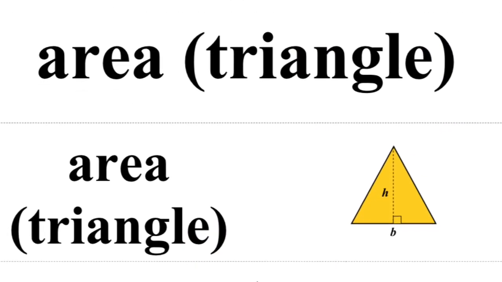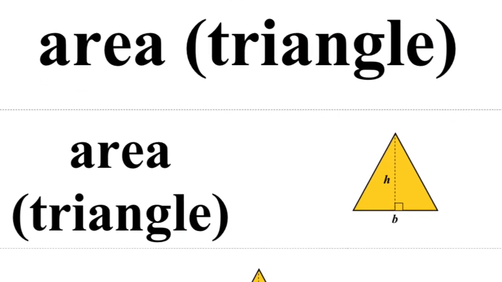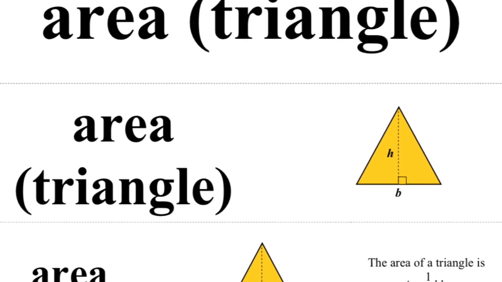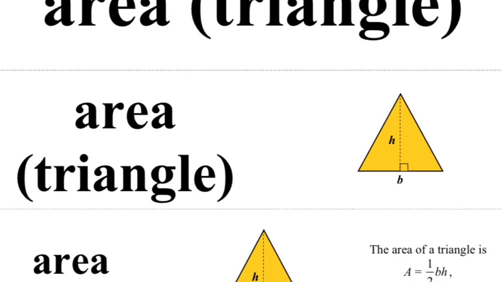The area of a triangle is calculated by taking half of the base times the height. And if you're wondering, well, is that half of a rectangle? Yeah, it is.